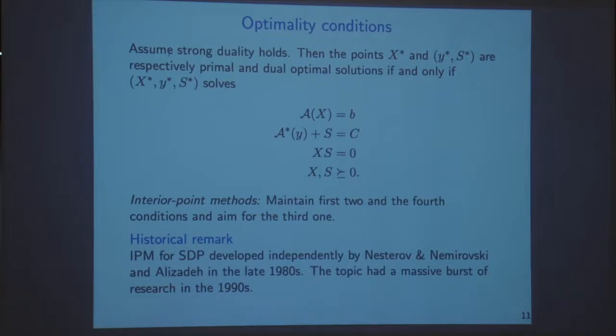To solve the pair of primal and dual semi-definite problems, now we need to solve those equations. And the last constraints there, that x and s be positive semi-definite.